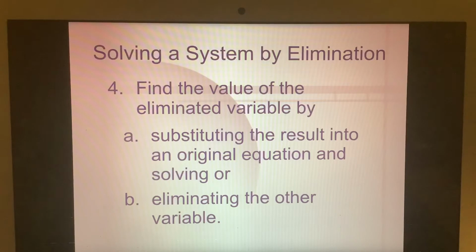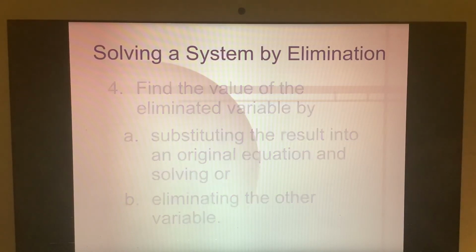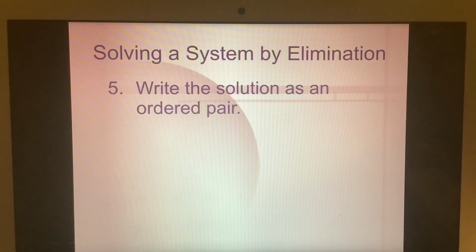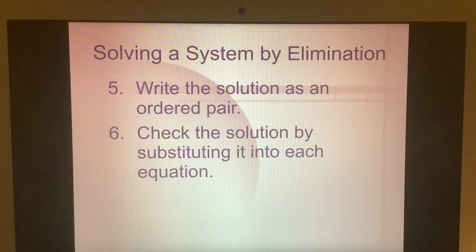So like what we did earlier, if you first solve for x, and if that x is a pretty big fraction and it gets pretty messy if you plug it back in, then you go back to the two equations and then solve for y. Then you write the solution as an ordered pair. Check the solution by substituting it into each equation.